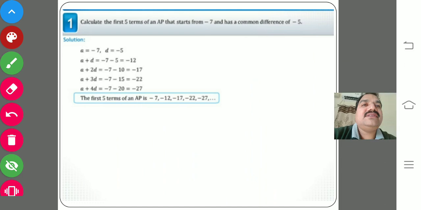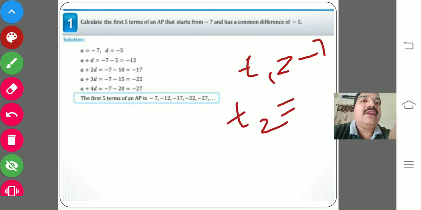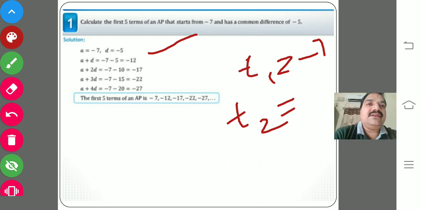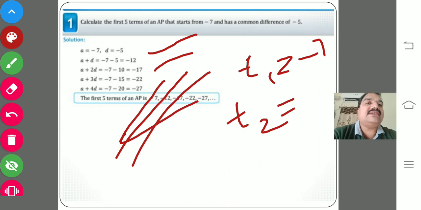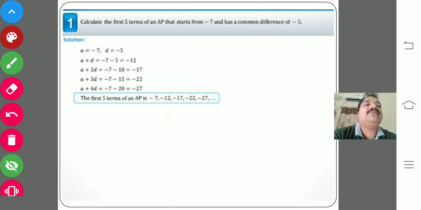So here the first term is already given, T1 is minus 7. The second term is A plus D. A plus D is minus 7 minus 5, minus 12. A plus 2D: already minus 12 is given, otherwise you just follow the formula. Minus 7, 2 into D, minus 10, minus 17. So if you substitute, you can easily get this. So the first term is minus 7, the second term is minus 12, the third term is minus 17, the next one minus 22, and the fifth term, T5, is minus 27. Clear, children?